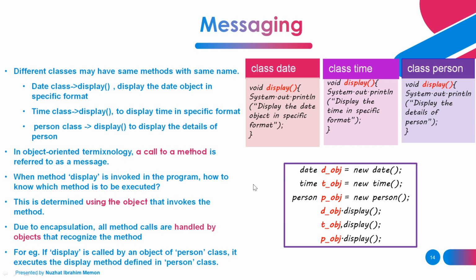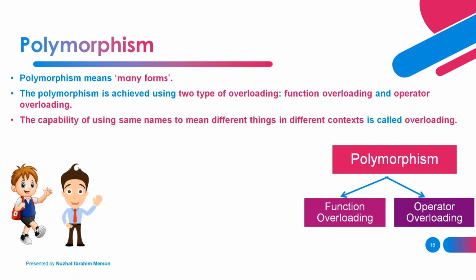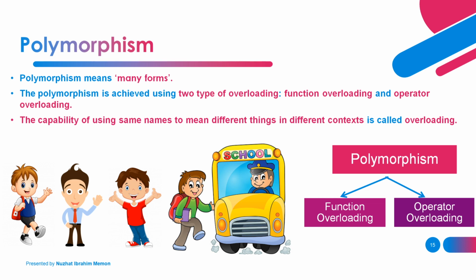I hope this much is clear to you, and the last topic for today's lecture is polymorphism. In object-oriented programming, polymorphism is a Greek term that means many forms. Suppose you are in a classroom, at that time you behave like a student. When you are in the market, you behave like a customer. When you are at your home, you behave like a son. While in the bus you behave like a passenger. So you can see here how a single person behaves differently in multiple scenarios. That is the definition of polymorphism.